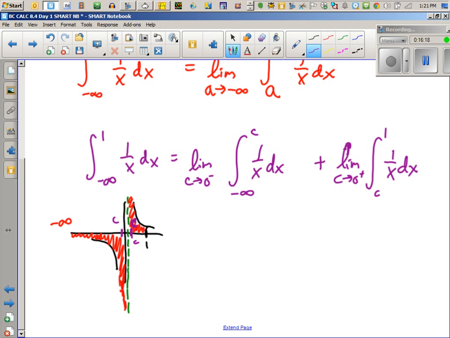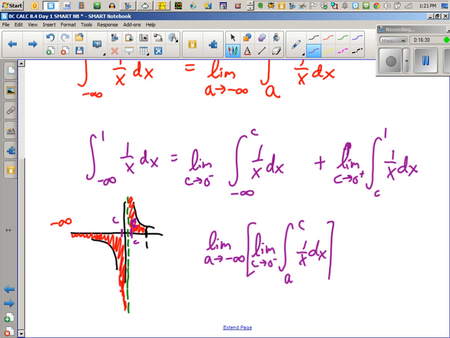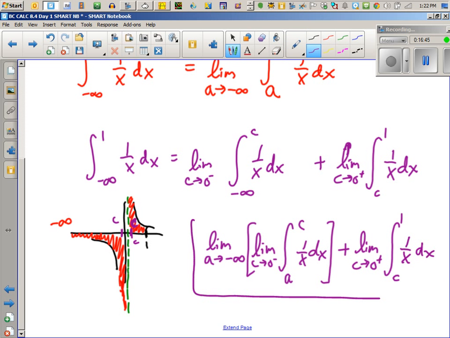So it looks like I'm going to have to write it like this. LIM, a goes to negative infinity of LIM, C goes to 0 from the left, integral from a to C of 1 over x dx, plus LIM, C goes to 0 from the right, integral from C to 1 of 1 over x dx. So if you're not paying attention, I have no idea how you're going to learn this. Where are you going to pick this up? It's not that intuitive.